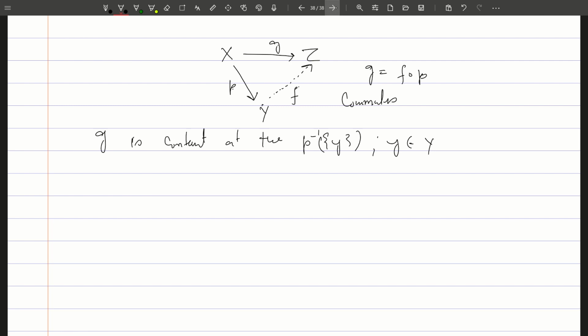So this is a property of quotient maps. The only thing we need over here is that this G has to be constant at P inverse of y, where y is in Y.